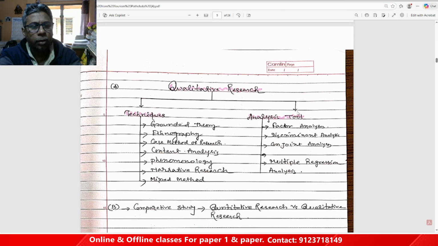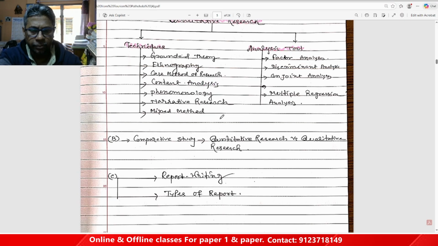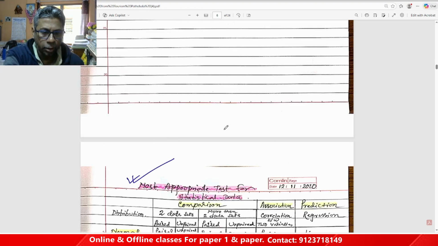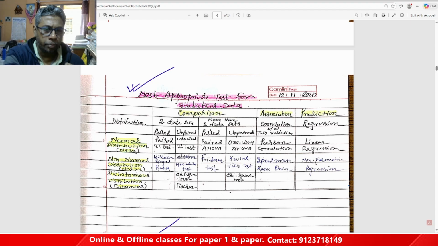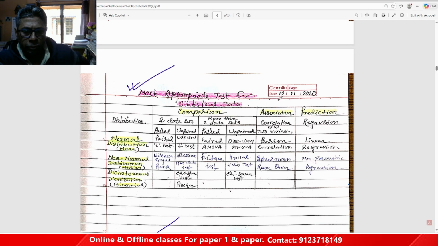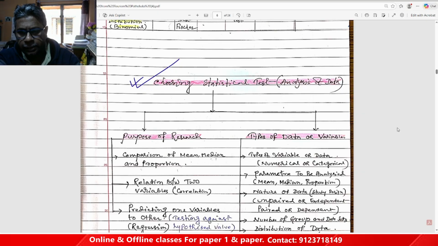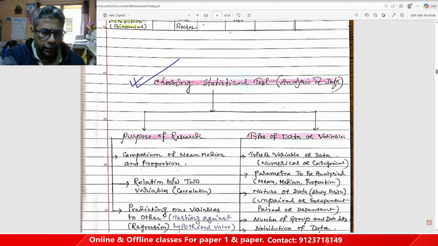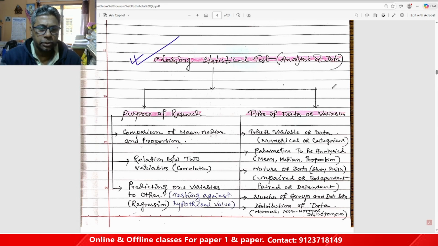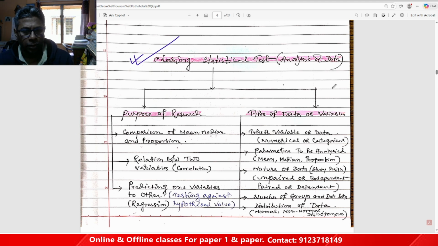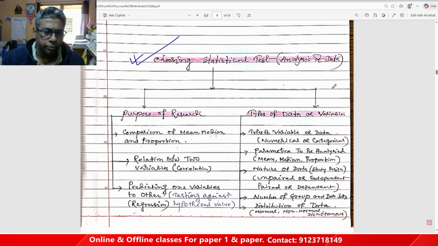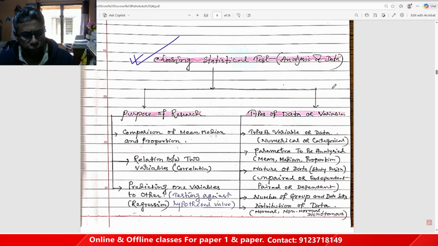Now, quantitative research in the case of different techniques I will discuss later. Comparative study, qualitative research, and quantitative research we have to cover. Today's main topic, the most important thing we have to remember, is the choosing of a statistical test based on analysis of data, purpose of research, and types of data available. Purpose of research can be divided into three parts: comparison of mean, median, or proportion.